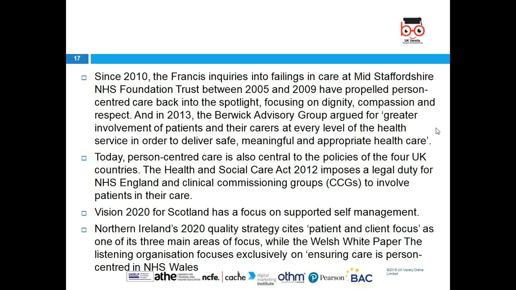The Health and Social Care Act 2012 imposes a legal duty for NHS England and clinical commissioning groups, which are CCGs, to involve patients in their care. Vision 2020 for Scotland has a focus on supported self-management, and Northern Ireland's 2020 quality strategy cites patient and client focus as one of its 3 main areas of focus. While the Welsh White Paper, the listening organisation, focuses exclusively on ensuring care is person-centred in NHS Wales.